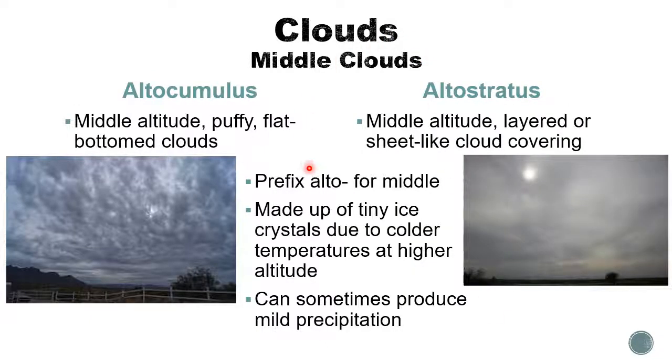Our middle clouds, the prefix alto is for middle. So our altocumulus: alto means middle, and cumulus, remember, are puffy flat-bottomed clouds. So these are our middle altitude, puffy flat-bottomed clouds. And our altostratus, again, alto for middle, and then stratus for sheet-like. So these are going to be our middle level clouds that cover the majority of the sky. These are going to be made up of tiny ice crystals due to our colder temperatures at higher altitudes, and these sometimes can produce mild precipitation, but for the most part, they don't.